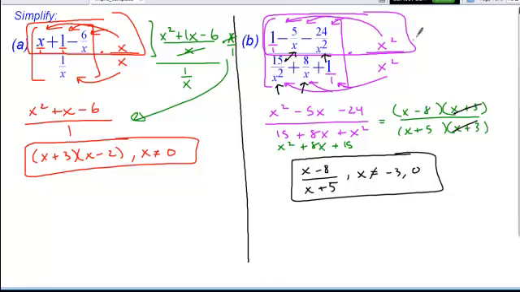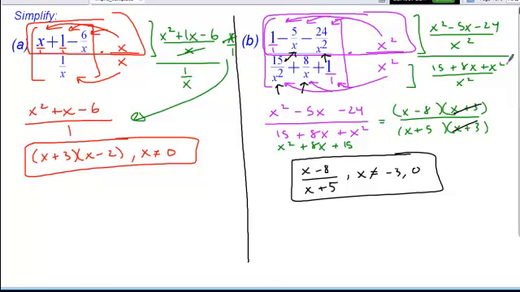So the question is, if we set it up where we treat the numerator as a single fraction, its LCD will be x squared. So you would get x squared minus 5x minus 24 there. And in the denominator, the LCD would be x squared as well. And here you'd get 15 plus 8x plus x squared. What's going to happen is when you invert and multiply, the x squareds cancel, but everything else will look exactly the same as what we did here.